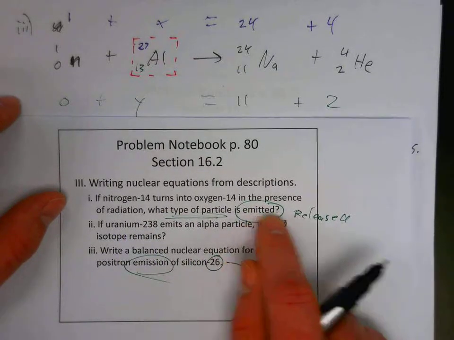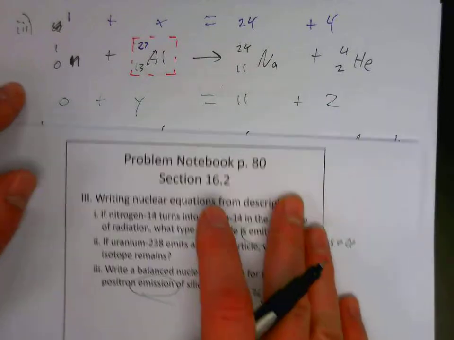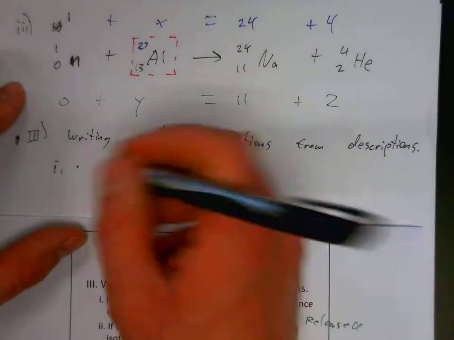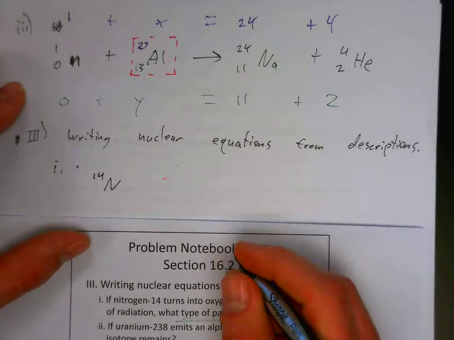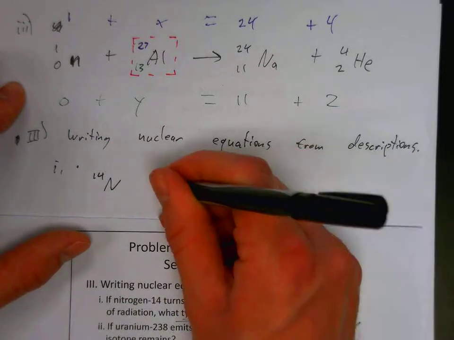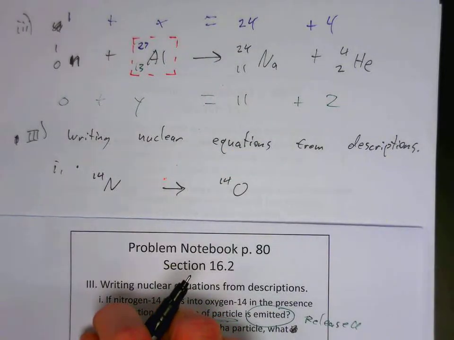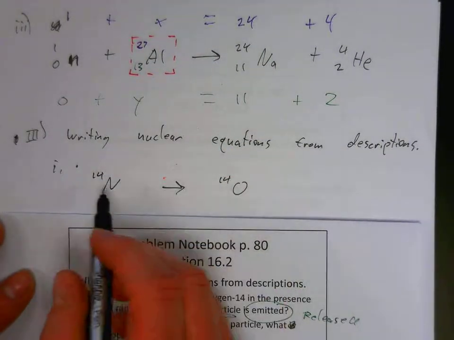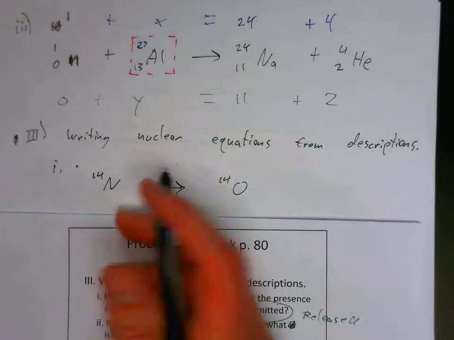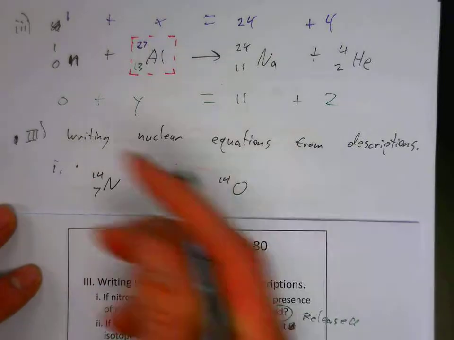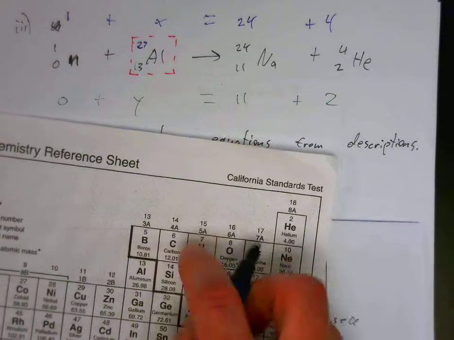Now, emitted means release, but let's start with the beginning here. So we have nitrogen 14, mass number is 14, turns into oxygen 14, and the atomic numbers we can look up. So it's 7 for nitrogen, and for oxygen 8.